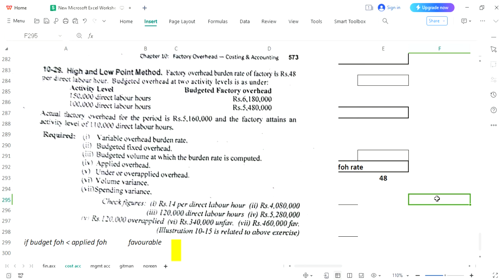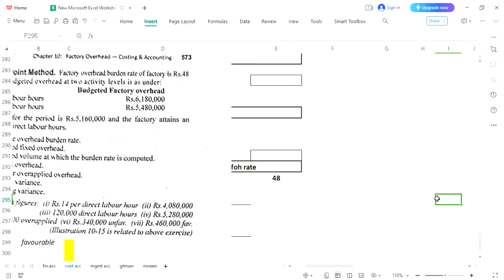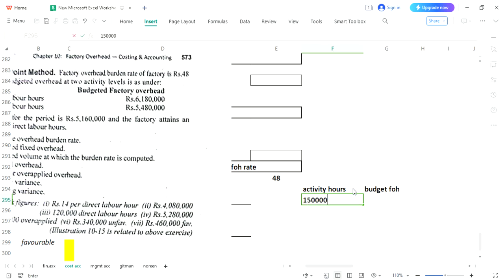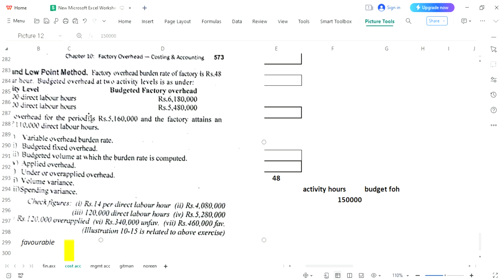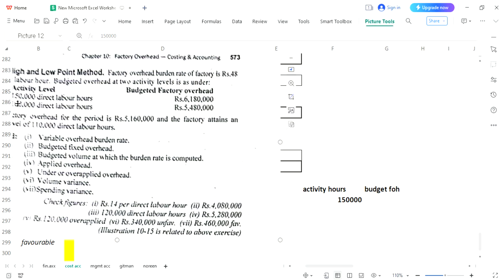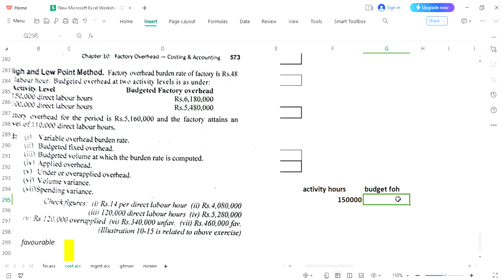What we understand in variable is, if you increase your number of hours, or your level of sales, the cost will increase. This is called variable cost. So from here we can calculate our variable rate. But how? For that purpose, we will write whatever is given to us: your activity hours, and then your budget approach. If you work for 150,000 hours, look here, 61 lakh 80,000 would be your expense.